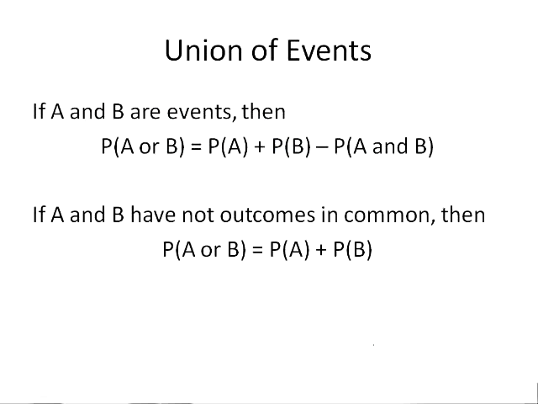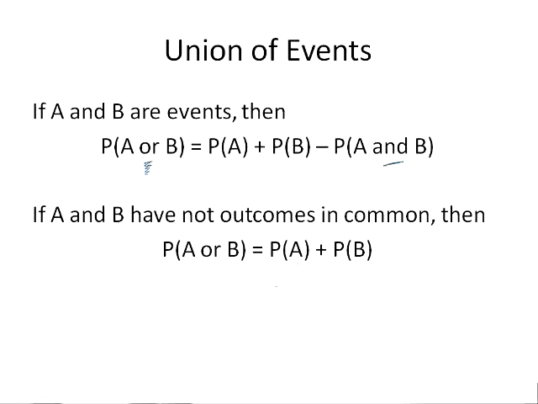Now let's talk about union of events. If A and B are events, then the probability of A or B occurring is going to be equal to the probability of event A plus the probability of event B minus the probability of the intersection of A and B. Now the key word for the union of two events is the word OR. So whenever you see the word OR between two events, start thinking about the union of two events. The word AND over here on the right, that of course indicates intersection or overlap.